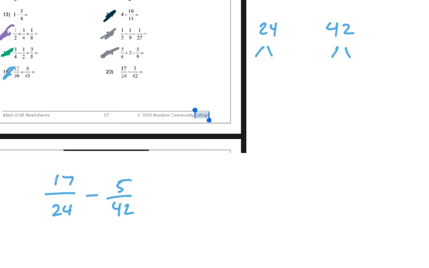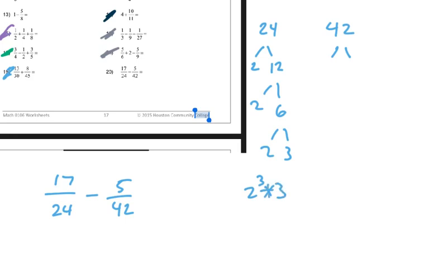Obviously, 42 times 2 is easy enough to do, and it's 84. But does 24 go into 84 evenly? I'm not certain. So instead of guessing and checking, I'm just going to do prime factorization. So this is going to become 2 and 12, 2 and 6, 2 and 3. So this is going to be 2 cubed times 3.